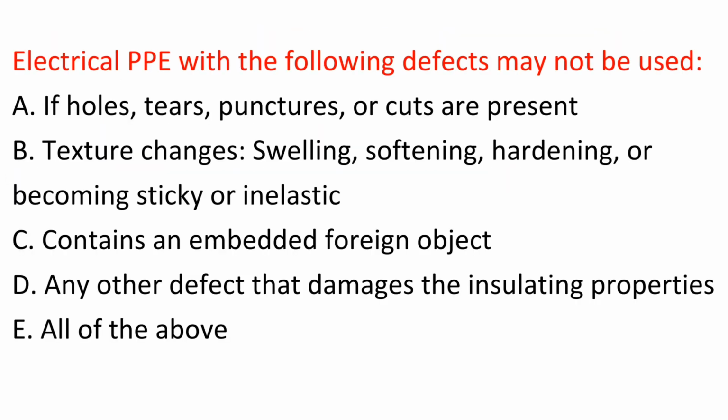Question. Electrical PPE with the following defects may not be used. A. If holes, tears, punctures, or cuts are present. B. Texture changes, swelling, softening, hardening, or becoming sticky or inelastic. C. Contains an embedded foreign object. D. Any other defect that damages the insulating properties. E. All of the above. Answer. E. All of the above.